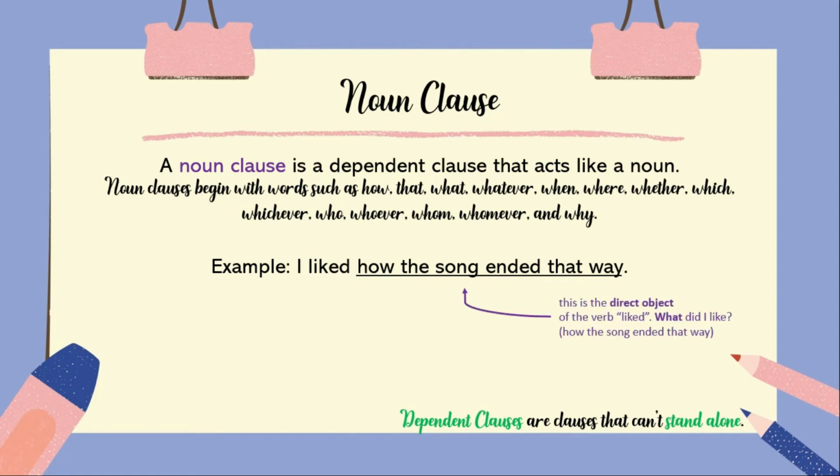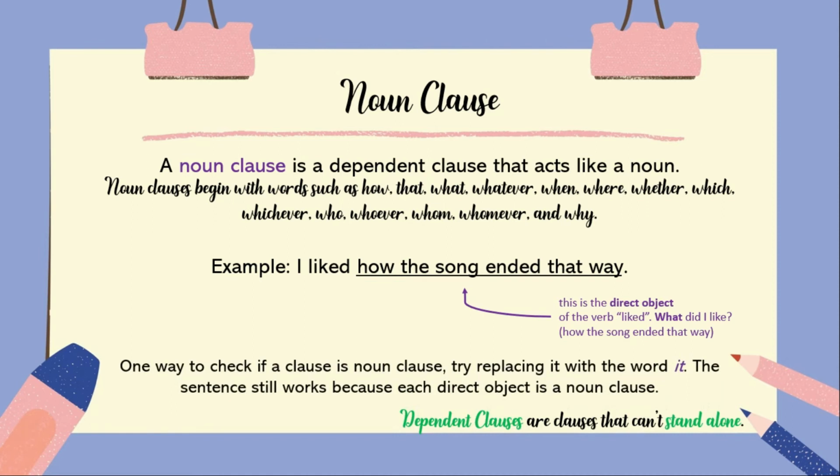How the song ended that way is the direct object of the verb liked. You can ask the question, what did I like? And the answer would be, how the song ended that way. One way to check if a clause is a noun clause, try replacing it with the word it. The sentence still works because the direct object is a noun clause.